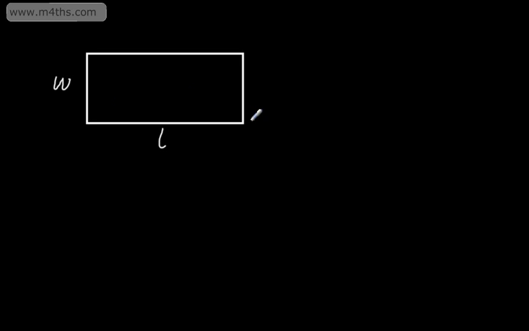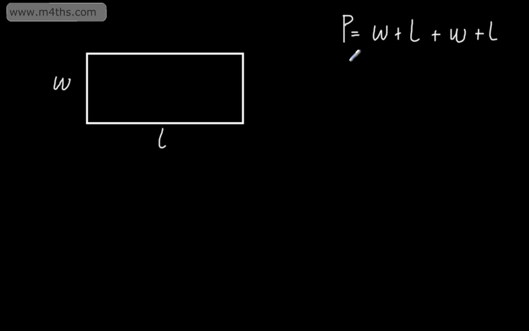We know that if this one is L, this one will be L also, and if this one right here is W, this one will be W. So we can say that the perimeter, which I'm going to call P, is going to be equal to W plus L plus W plus L. So when we're finding the perimeter, we're simply adding up all the side lengths.